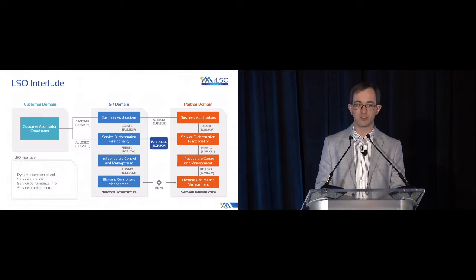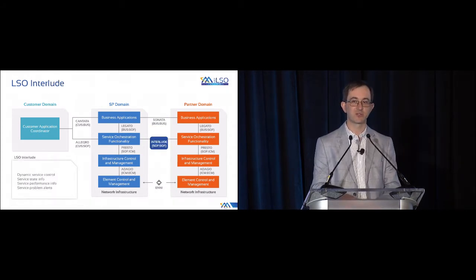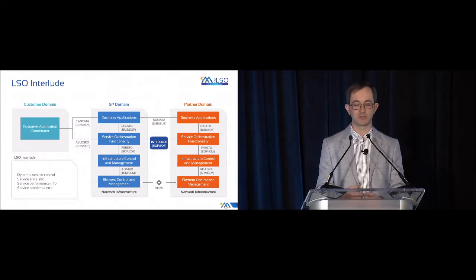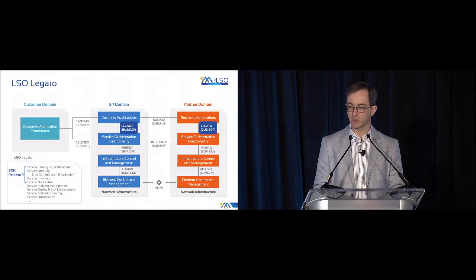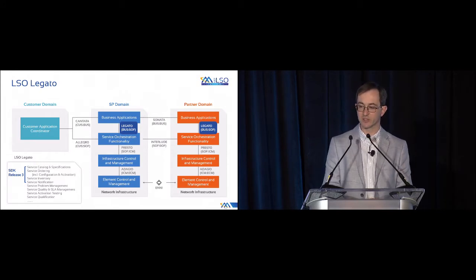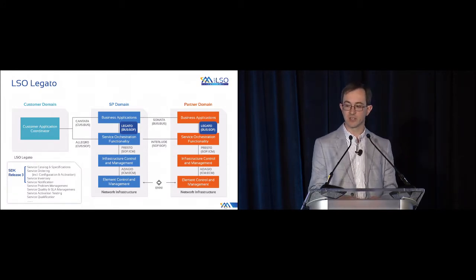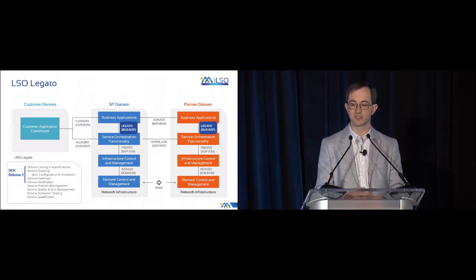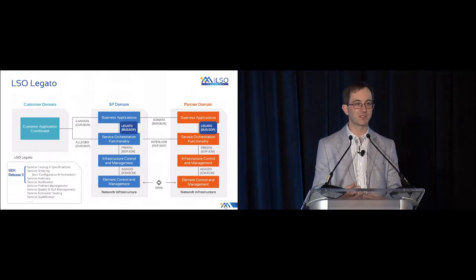Moving down to Interlude. Interlude is very, very similar to Allegro. So that's talking about dynamic control of on-demand changes to bandwidth and class of service, and reporting of faults and performance. And then we look internally within one of the domains. So this is Legato and Presto. So Legato is from the business apps down into the orchestration. So it's service catalog and specifications. What services does the orchestration layer actually provide?